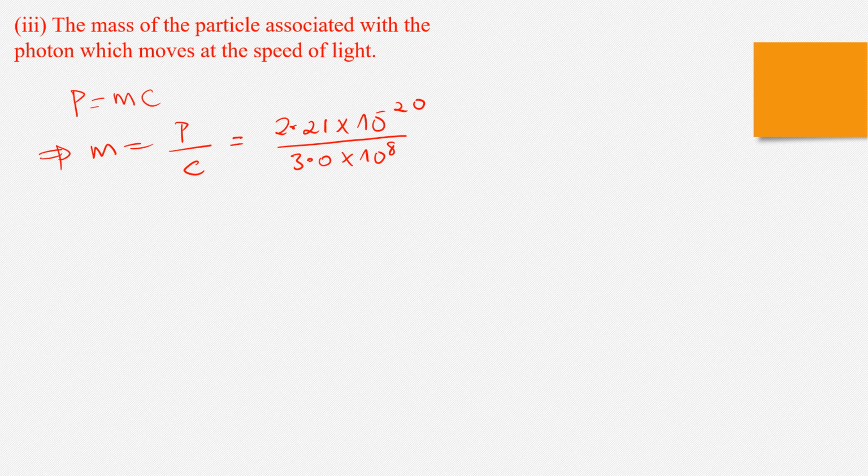So it gives me about 7.37 times 10 to the negative 29 kilogram. And so that is the mass of the particle associated with the photon, which moves at the speed of light.